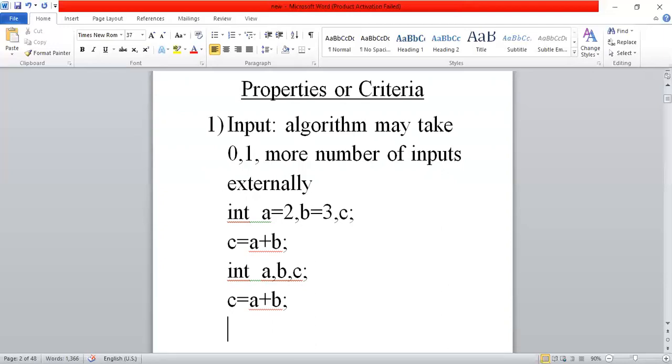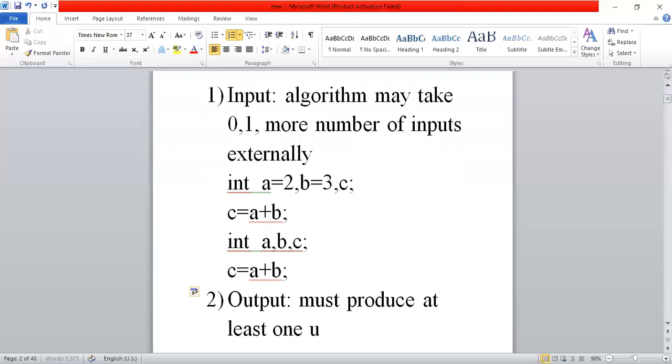So an algorithm or program may or may not take input externally through the keyboard by the user. This is about the first property. The second property is output. Once input is over, either you supply input externally or make it available in advance in computer memory, whatever algorithm you design and whatever program you write must produce at least one useful output.